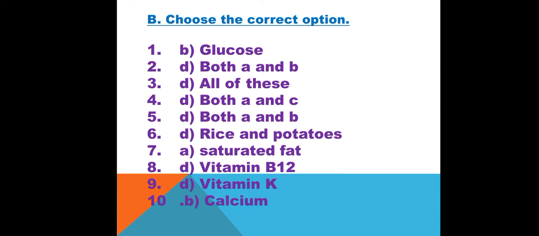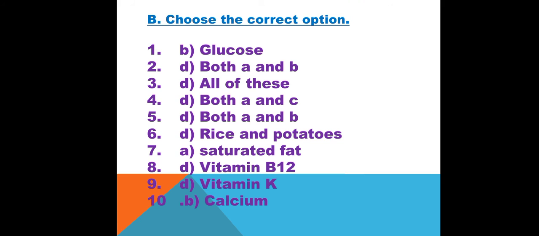Fourth one: Which of these is caused by the deficiency of carbohydrates as well as protein in the body? Deficiency of carbohydrates along with proteins leads to protein energy malnutrition. This deficiency causes marasmus and kwashiorkor. So what is the correct answer? Both A and C, option D. Fifth question: Which of these is needed for strengthening bones and teeth? Calcium and phosphorus. So option D, both A and B, is the correct answer.